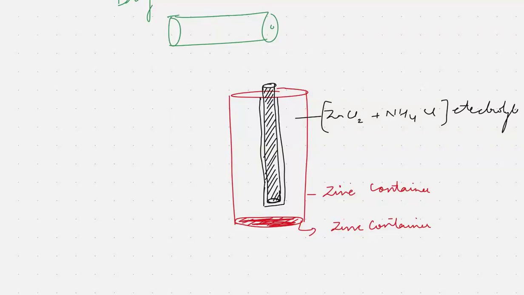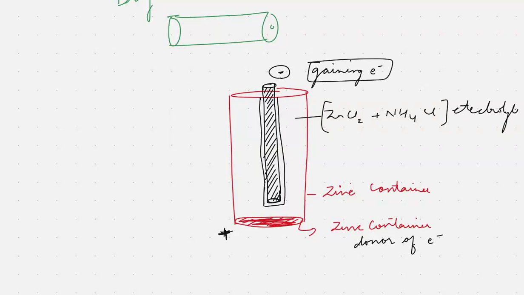You understand? So zinc is more reactive. It's positive because it is a donor of electrons. And this is a negative terminal. So this is gaining electrons. I hope you're understanding. This is a cell which is eventually by itself going to give electrons to me.